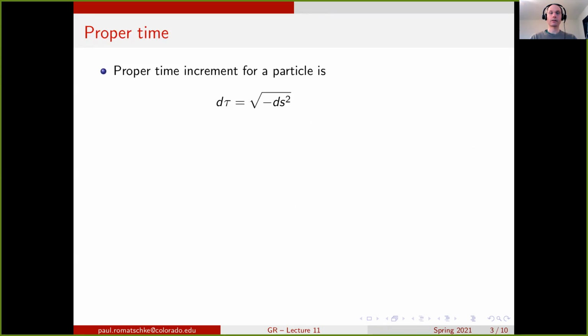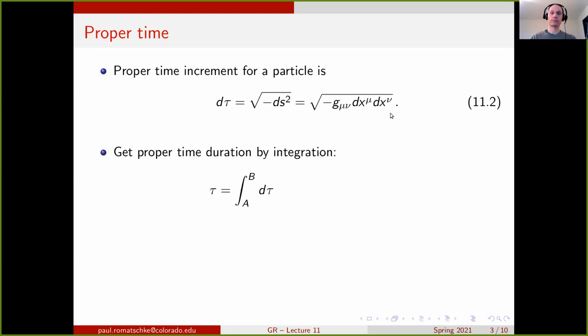Get started by realizing that the proper time increment for a particle dτ is given as the square root of minus the line element squared. Putting in the definition of the line element, we have that dτ is the square root of minus g_μν dx^μ dx^ν. We can get the proper time for a particle traveling from A to B by integration. So the time that it takes from getting A to B in the particle's own rest frame is given by the integral from A to B of dτ.